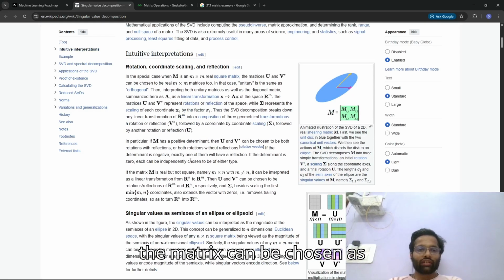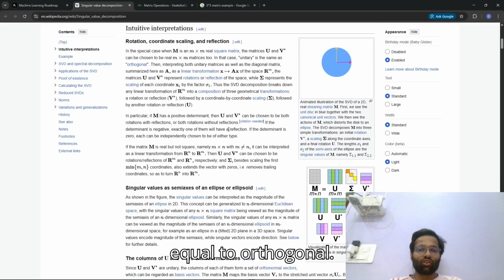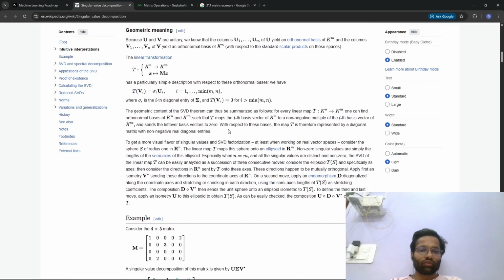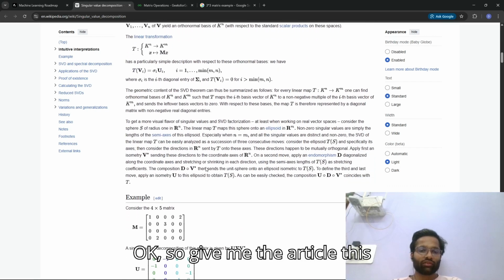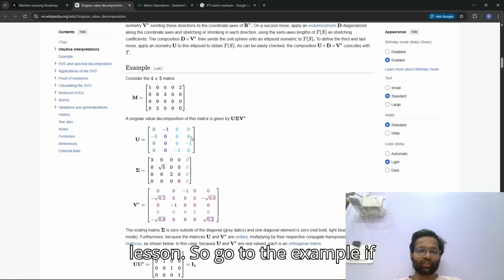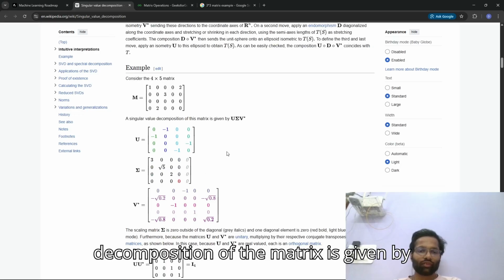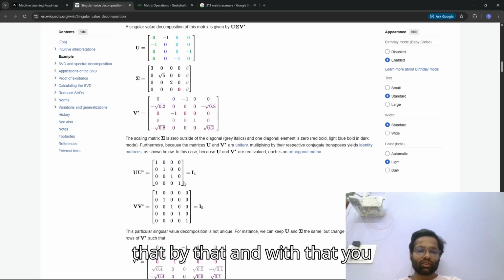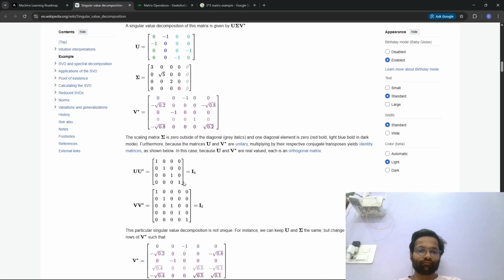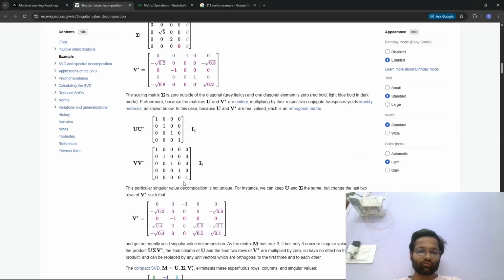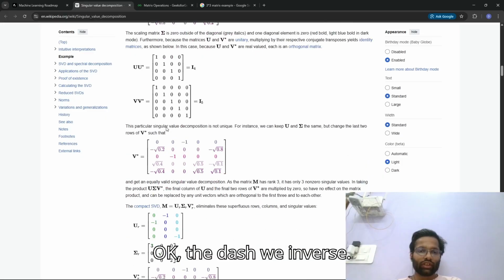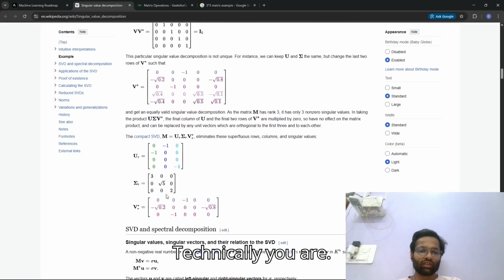A square matrix, the matrix can be chosen as orthogonal. Okay, the Wikipedia article was similar, so go to the example if you feel stuck. A singular value decomposition of the matrix is given by U sigma V, and if you multiply that by that and with that, you get something like V dash, V inverse technically.